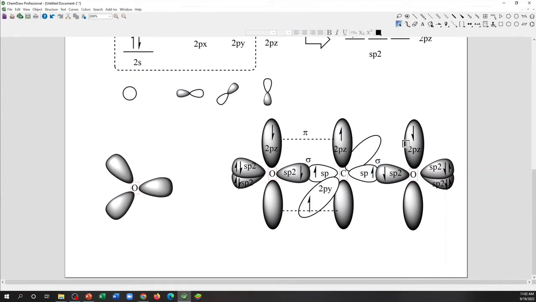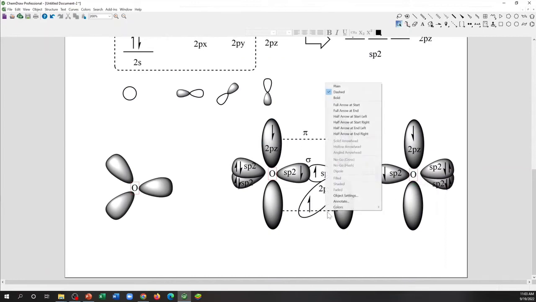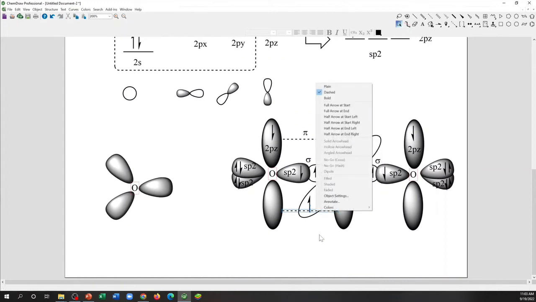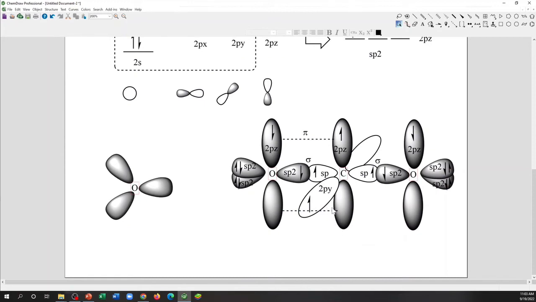The problem is that I've got a problem. The other oxygen can't use its 2pz orbital to make a bond with the carbon. The carbon has already used this orbital to make a bond here. And so what this oxygen needs to do is make a bond with the 2py orbital. We want to bring this to the front. We already did. All right, so in order to make this bond with the 2py orbital of the carbon, we actually need the oxygen to just rotate.